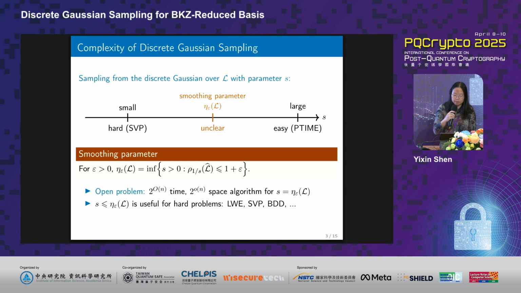And sampling from this distribution for s smaller than the smoothing parameter is very useful because it will allow us to solve all kinds of hard problems, all problems that you can imagine in lattice-based crypto, so learning with errors, SIS, the shortest vector problem, and the BDD problem.